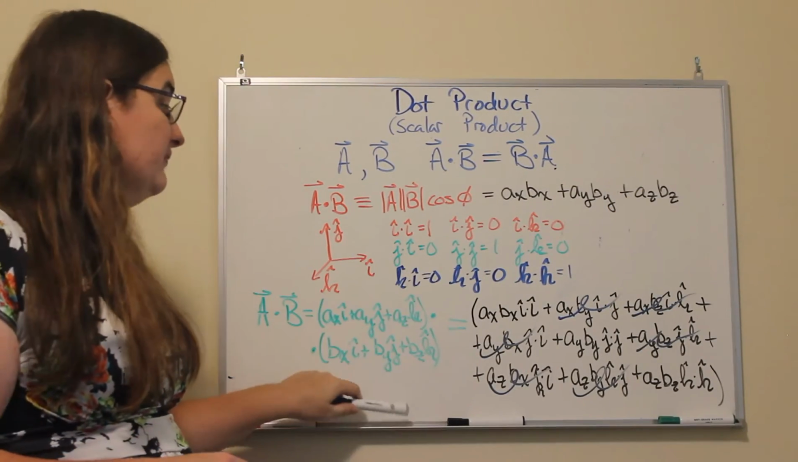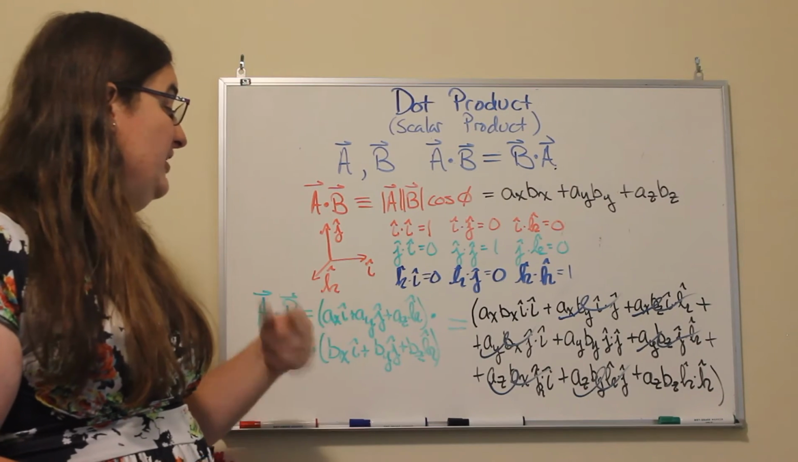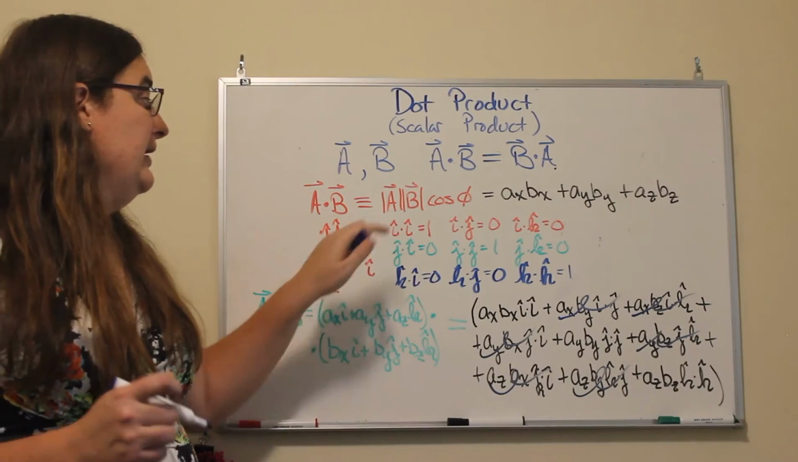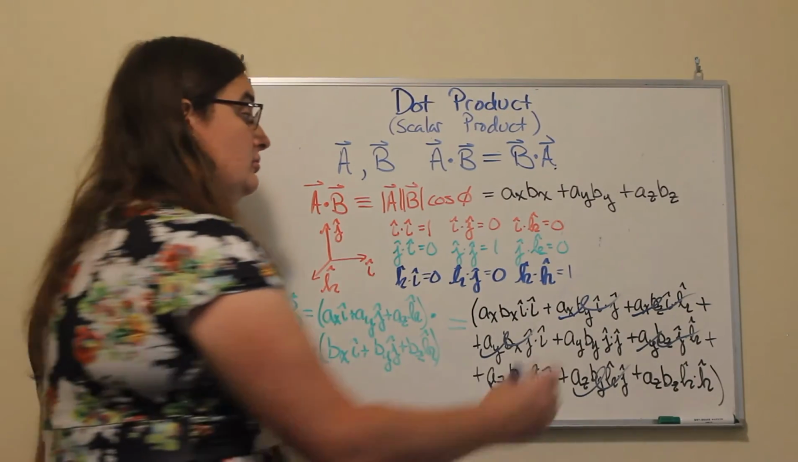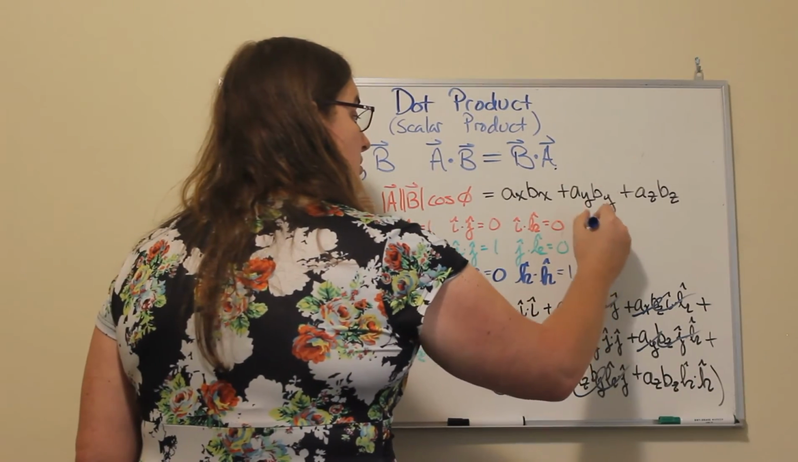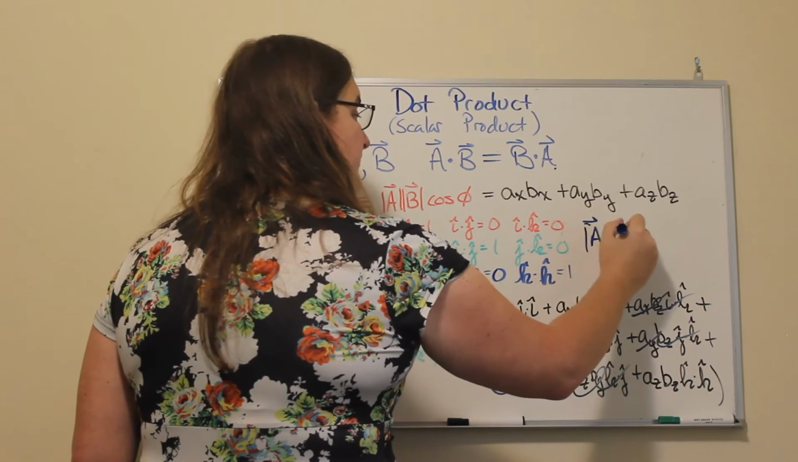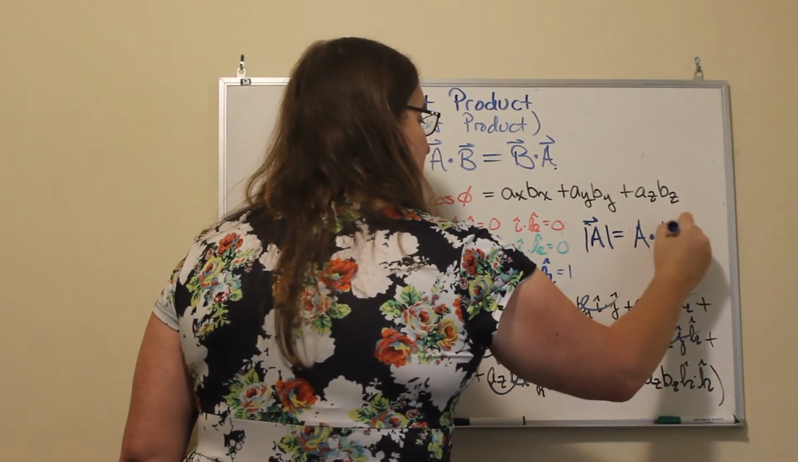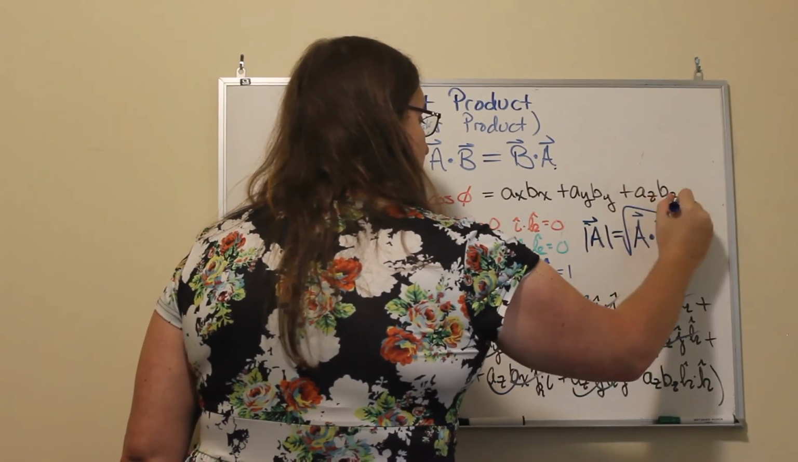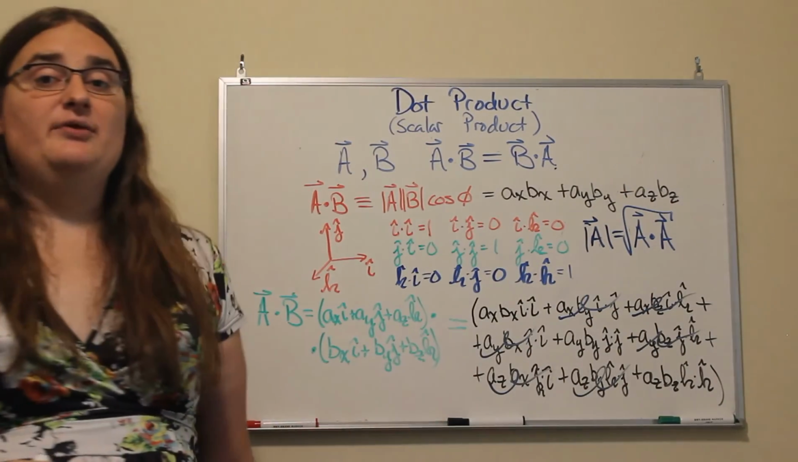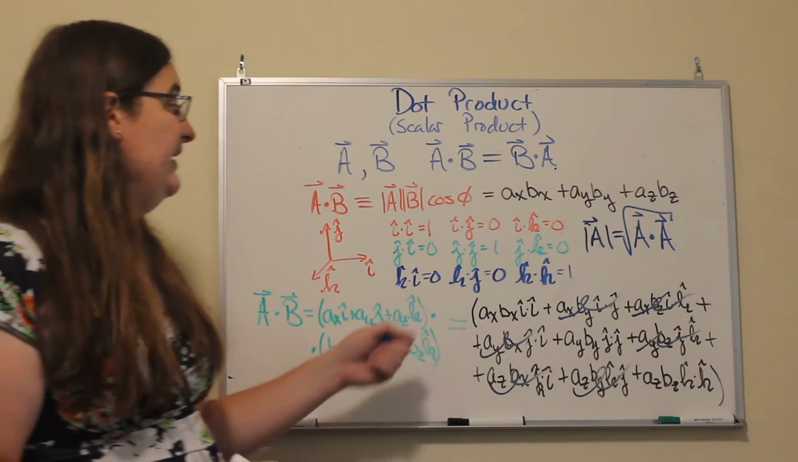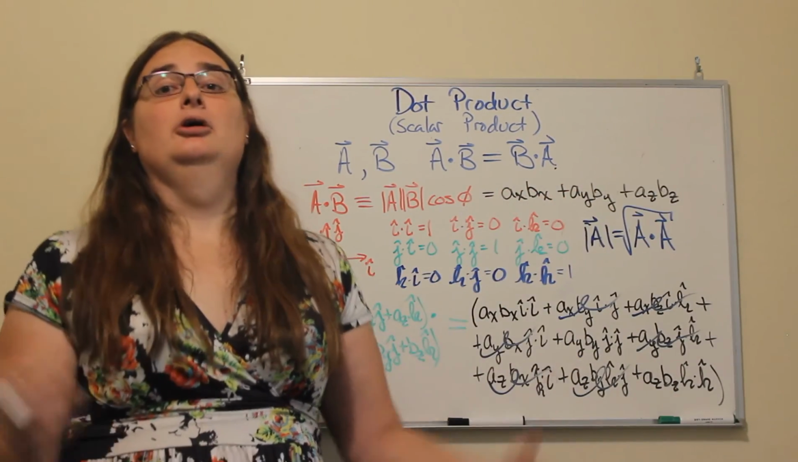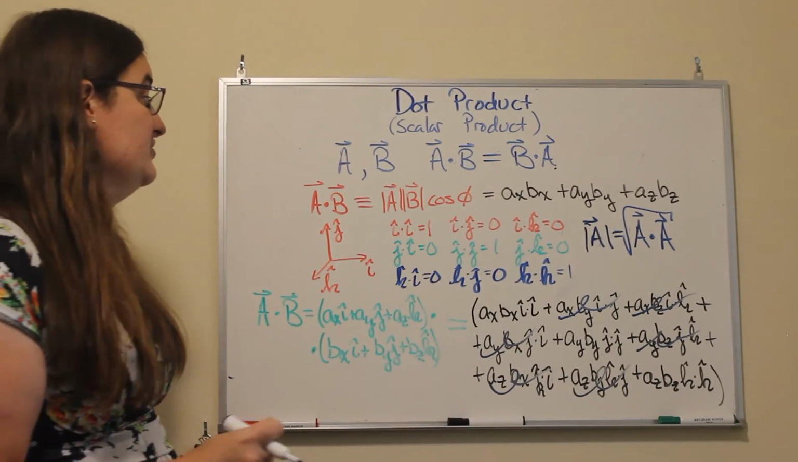So just a couple of other final fun uses for the dot product. How do you find the magnitude of a vector? Well, the magnitude of vector A is going to be the square root of the dot product of A with itself. A dot A gives me Ax squared plus Ay squared plus Az squared. Take the square root, and that gives you the size.